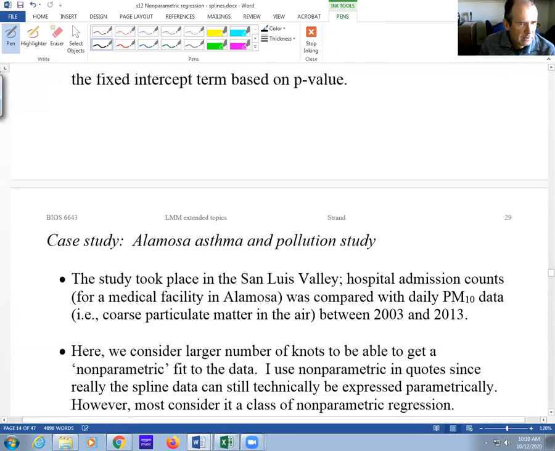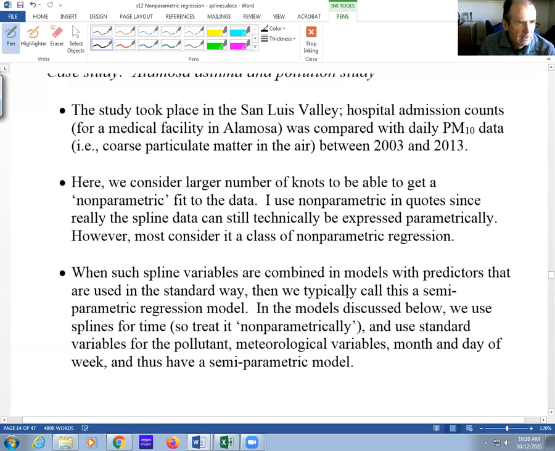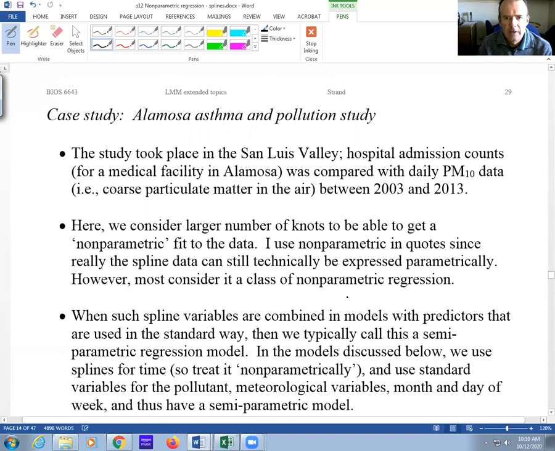Made some comments there. So the last data set I want to present to you guys, this is where we really add a lot of knots, because we have a long time frame that we're going to look at, and this is a true spline modeling approach that I'm going to apply to the data. So I have 10 years of data. We're looking at hospital admission counts and comparing them to daily PM10. So this is coarse particulate matter in the air. It's a type of air pollution.